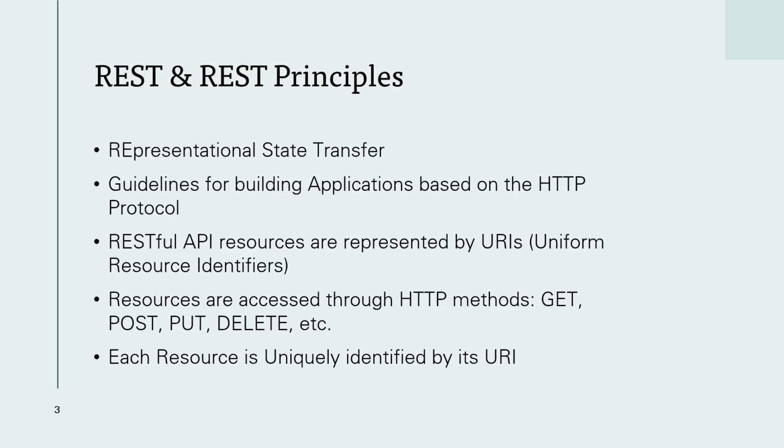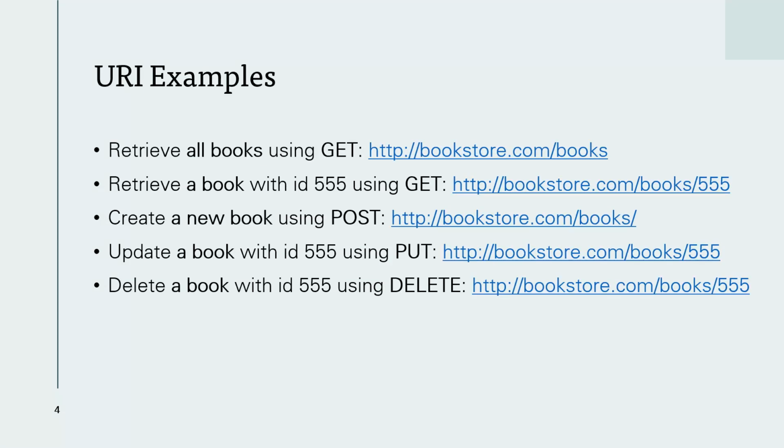RESTful API resources can be represented by URIs or Uniform Resource Identifiers, and these resources are accessed through HTTP methods such as GET, POST, PUT, DELETE, and so on. And each resource is uniquely identified by its URI. So here's some URI examples for a book resource.